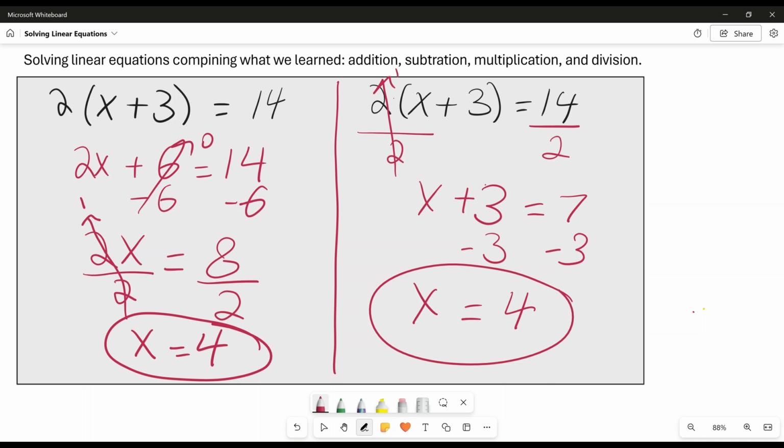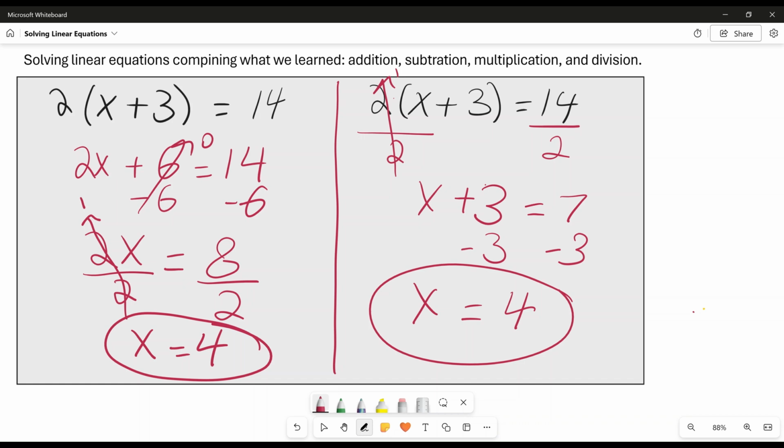It doesn't matter what approach you take. Whether you divide the 2 out first or you distribute the 2, they will give you the same answer. Anytime you see parentheses, try to solve your parentheses first. Try to get rid of your parentheses first. Try to simplify the parentheses first.